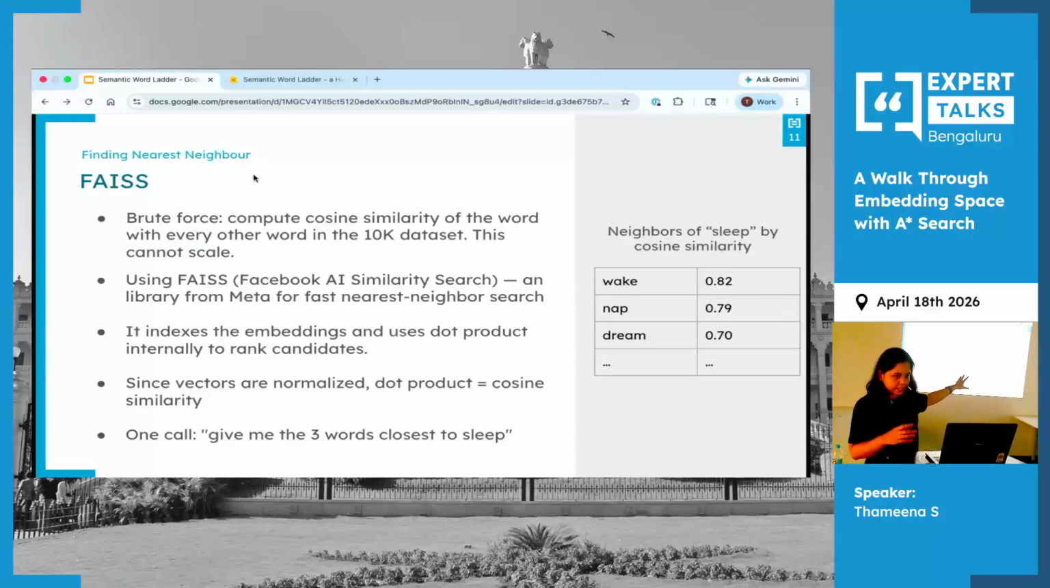Again, this is an example. If I ask FAISS to give me 3 words which are similar to sleep along with the cosine similarity, it will give you something like this. Wake, which has a similarity score of 0.82, nap 0.79, and dream 0.70. As I mentioned, the cosine similarity values will range between 0 and 1, and 1 means most similar, right? So in this case, out of the 3 words that were returned, wake, with a score of 0.82, is most similar to sleep. So you don't have to calculate the dot product yourself manually. You can just use this library, and it will give you words which are similar to the specific word that you have given.